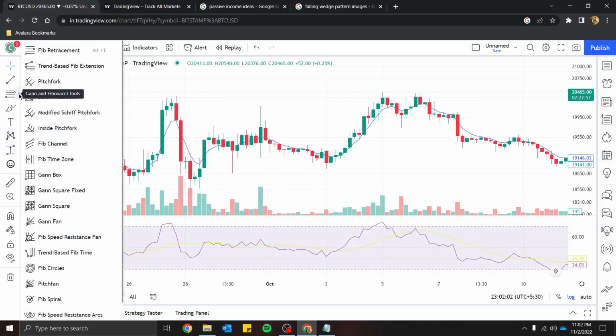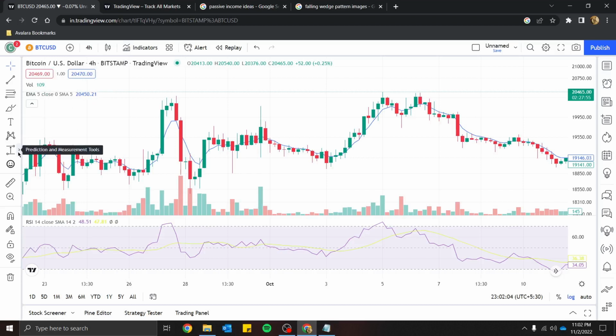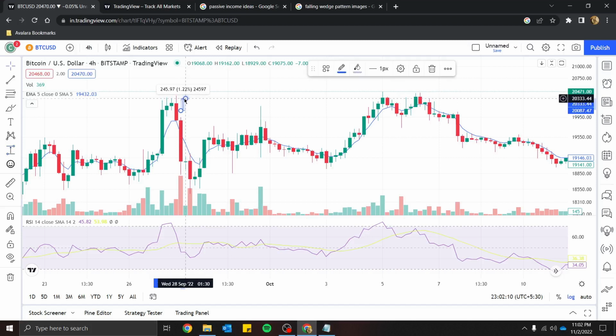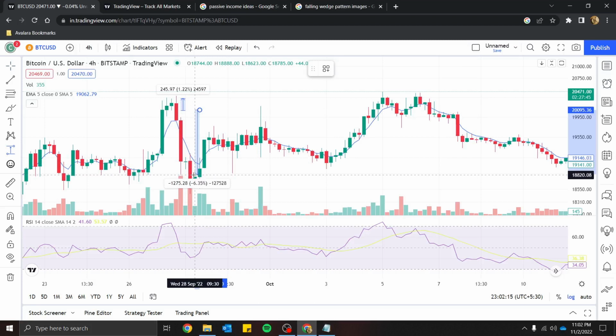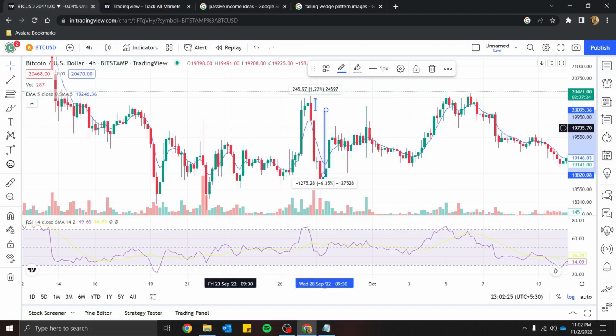Where is the risk to reward? Okay, let me see. So this is our risk of 245 points, and our risk is 1.2% and our reward is 6.3%, so it's approximately 5 times. So 1 is to 5 is our risk to reward ratio in this trade.